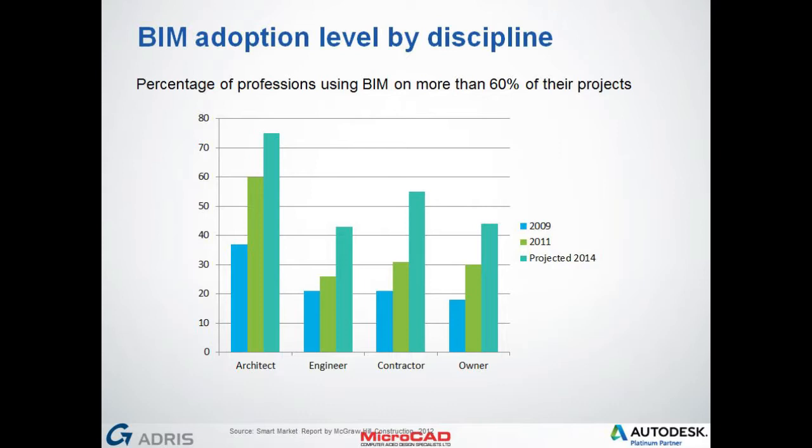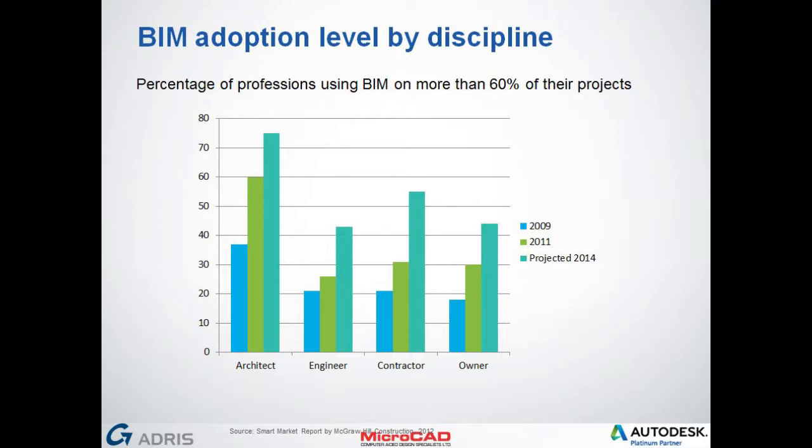This really was just to suggest how things have been adopted so far. Initially, as we can see here, we're talking about 2009 projected to 2014, with these three levels for each of the disciplines. In 2009, BIM was adopted widely by architects, some engineers, some contractors, and the least by owners and clients.